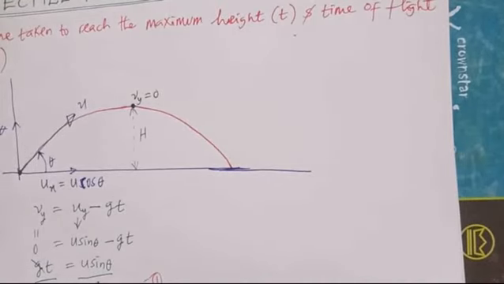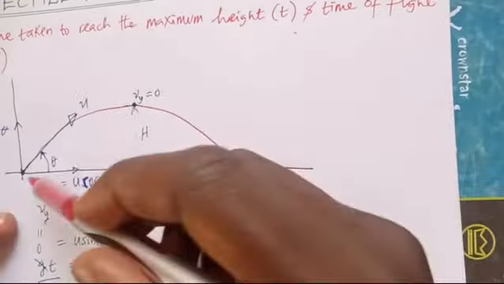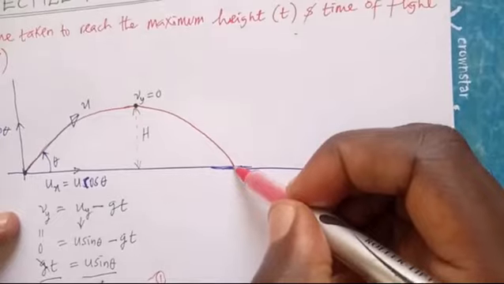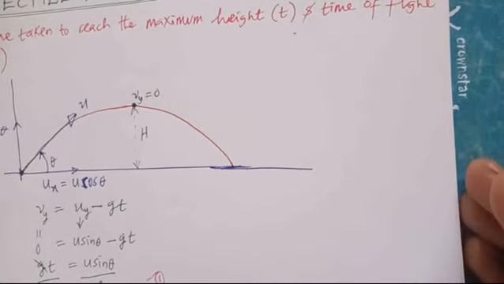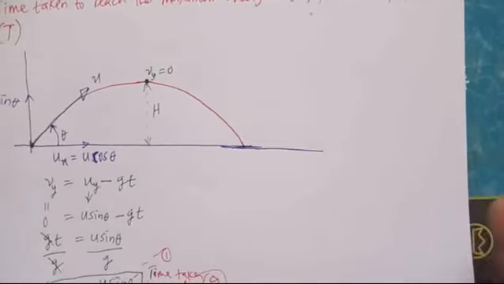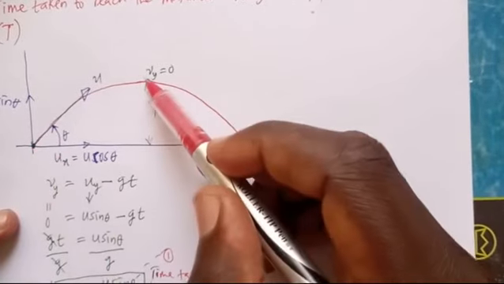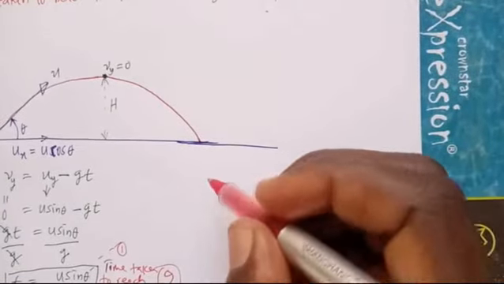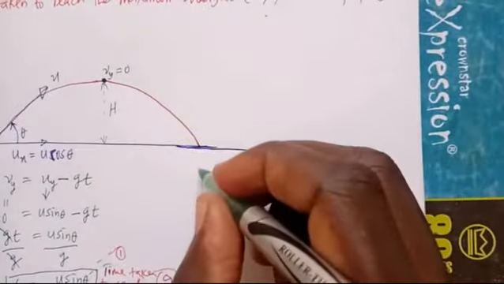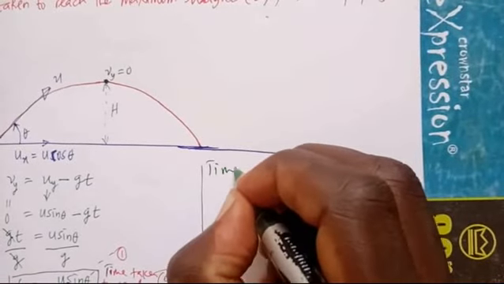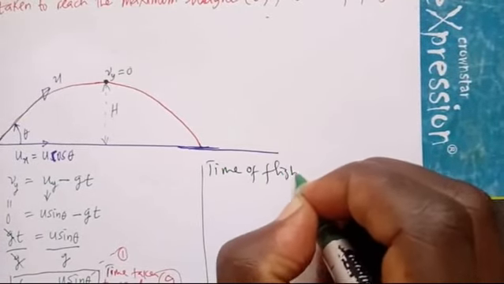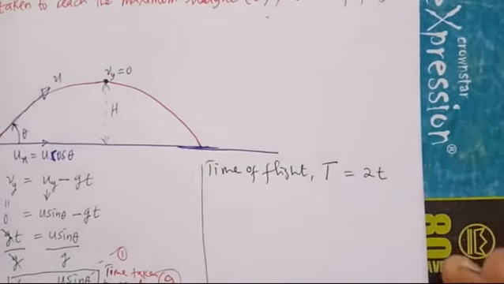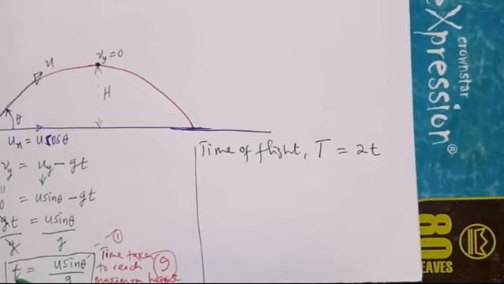I want to get the time taken for the whole journey, meaning the time taken to reach the maximum height, and then the time taken to move from maximum height to come back to the projection plane again. Then you remember this idea, that the time taken to move from here to here is equal to the time taken to move from here to here. So if you want to get the time of flight, this time of flight is denoted by capital T, and it is twice t. You double the time taken to reach the maximum height.